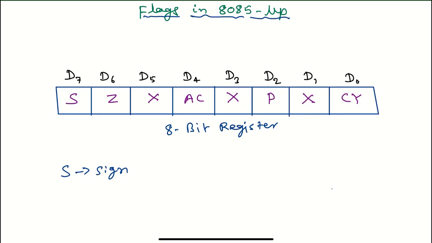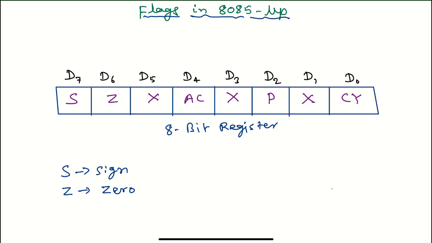Now the D6 bit is shown here as Z. This is the flag called the zero flag. The zero flag will be set or reset as per the result obtained after performing the operation by the use of an arithmetic or logical instruction. For example, after doing a certain operation, if the entire 8-bit result comes as 0, then this zero flag will be 1, otherwise it will be 0.